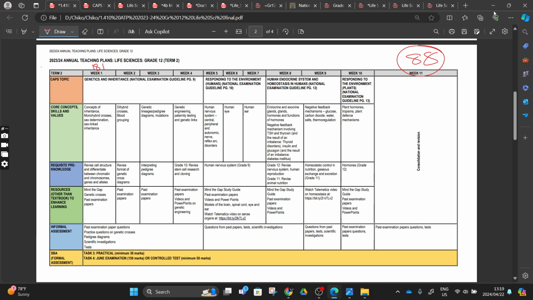So we started on the 18th of March 2024, and today, 22 April 2024, marks the beginning of week 6, if we calculate all those weeks up until we come to our week 11. Monday, the whole week, we'll be dealing with the human eye as our annual teaching plan. They want us as teachers to teach the grade 12 learners the human eye in a 5 day period: Monday, Tuesday, Wednesday, Thursday, and Friday.